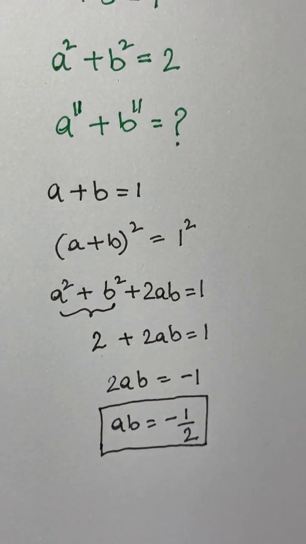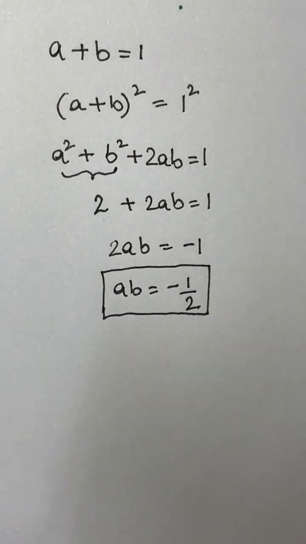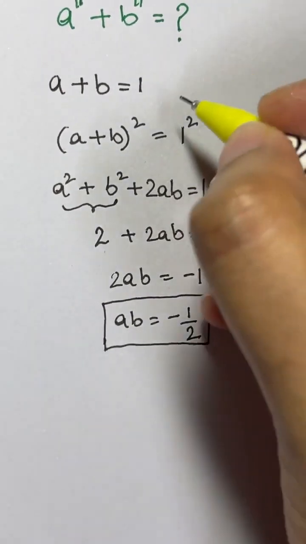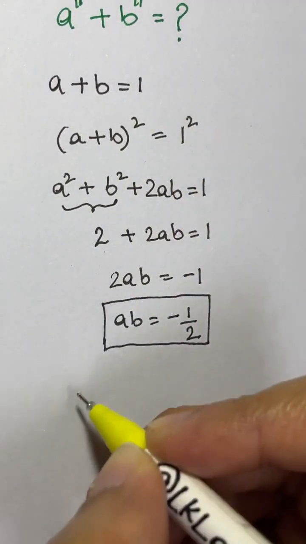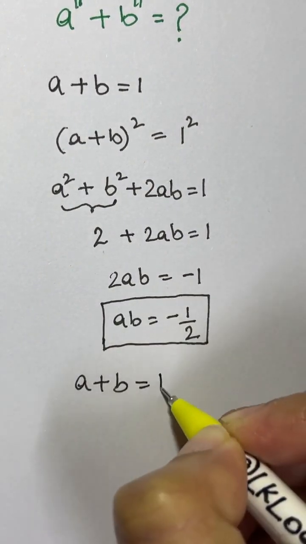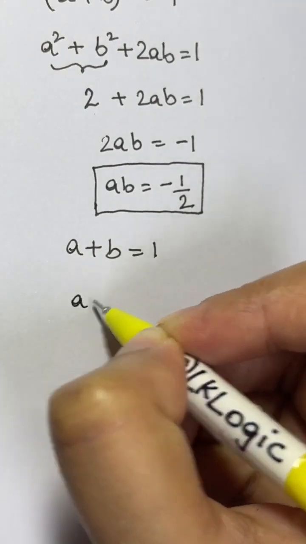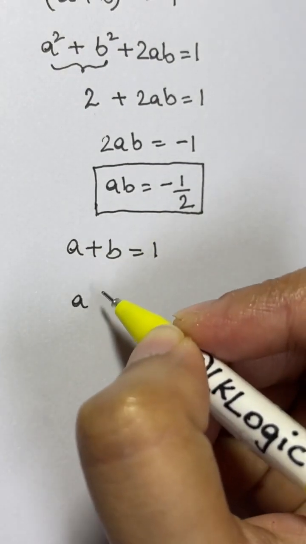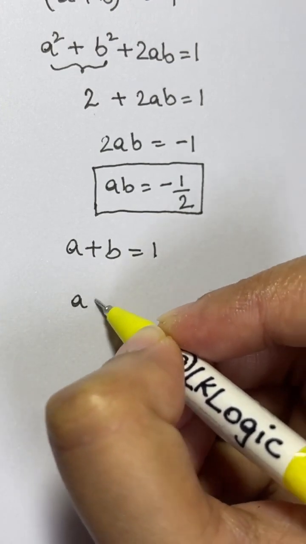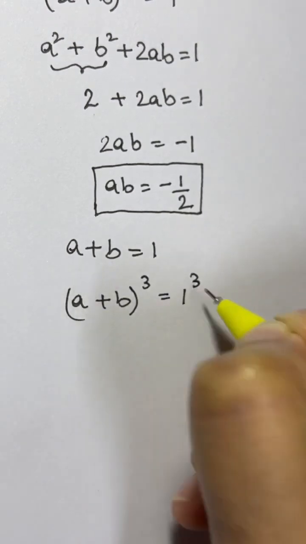So now what can we do? The first step, we did squaring. Now let's try cubing the same equation. a plus b equals 1. We did squaring first; now we write down the same thing, a plus b equals 1, and go for cubing the term. Again, when I cube the term, I'll get an identity: a plus b the whole cube is equal to 1 cubed.